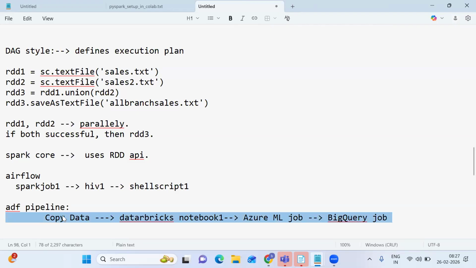Copy data, extracting and loading, data cleaning and transformations, Databricks notebook. After that, building the machine learning model. Then, by taking these predictions, the next step I am expecting is Google BigQuery. Is the BigQuery job part of Azure? No, no, that is not possible.